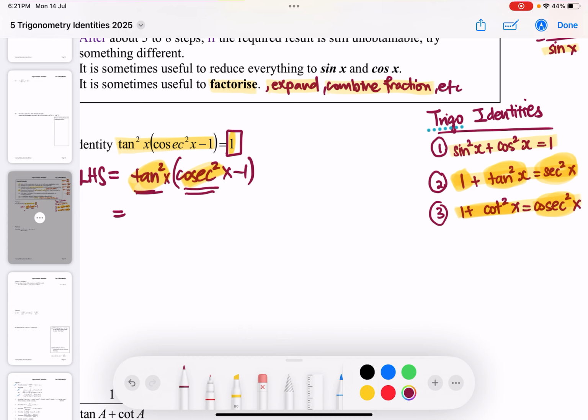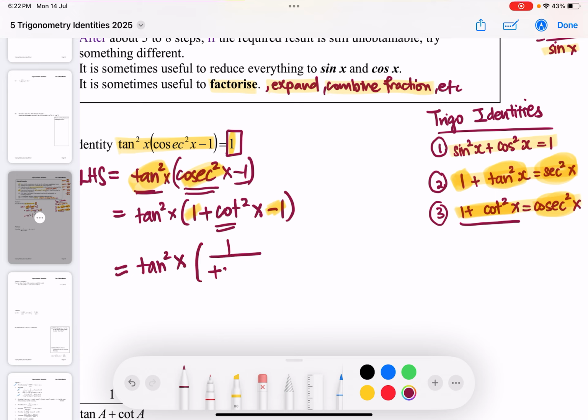So for example, I'm going to keep the tangent square as it is. Cosecant square, I'm going to replace it with 1 plus cotangent square. Then I just copy down this minus 1. Can you see what I'm trying to do? I notice that this 1 and this minus 1 will become 0. And then I notice that cotangent is actually 1 over tangent. So can you see that this basically becomes 1 over tangent square. Tangent square times 1 over tangent square will of course become 1.